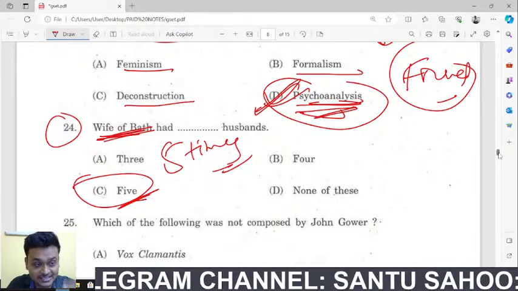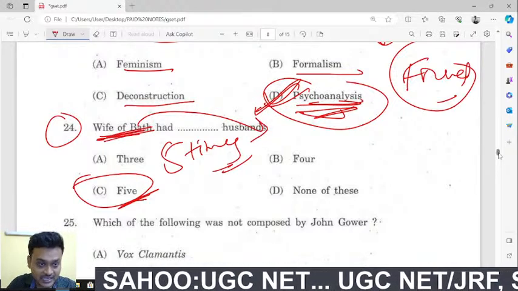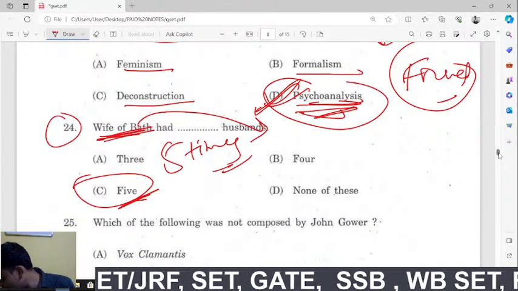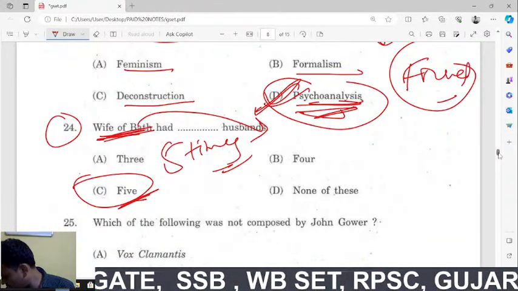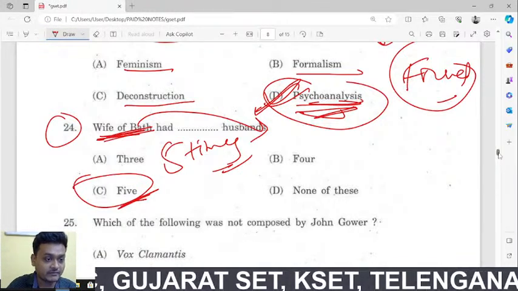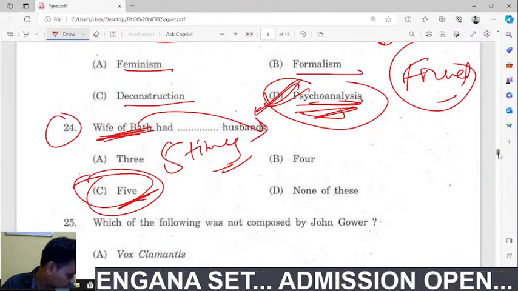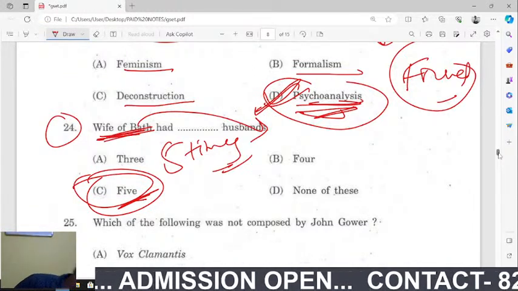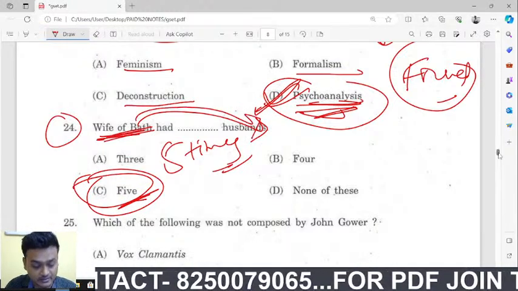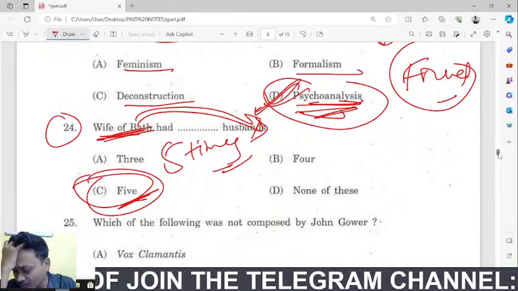And here she is defending herself by saying that Jesus Christ has not prescribed how many times you can marry, there is no such restriction. And what was the name of the Wife of Bath?